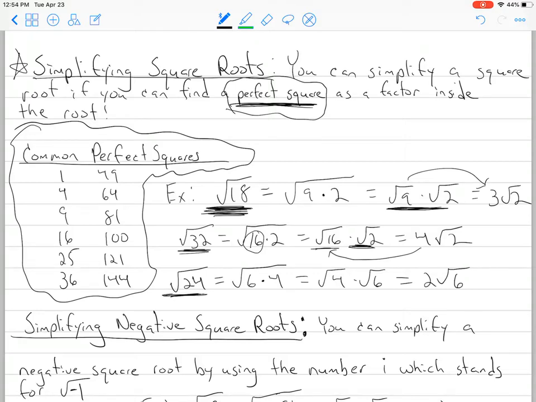One more example, 24. I can find a perfect square inside of there, which is 4. 6 times 4 is 24, so it's the square root of 4 times the square root of 6. 2 is the square root of 4, and you're left with the square root of 6, okay? So this is how you simplify square roots.